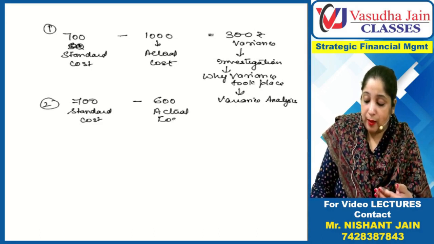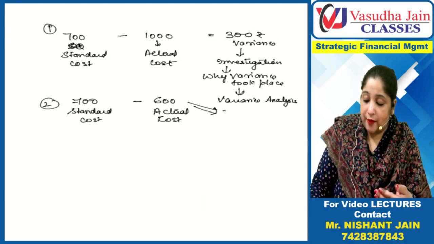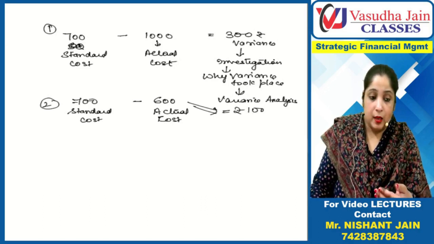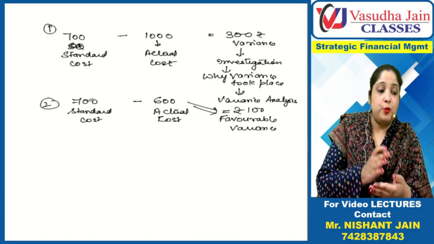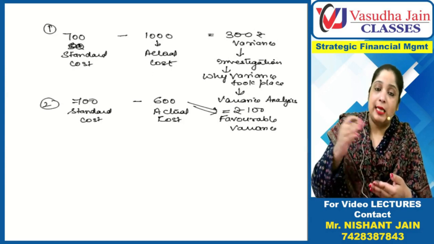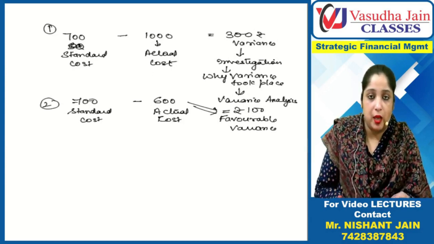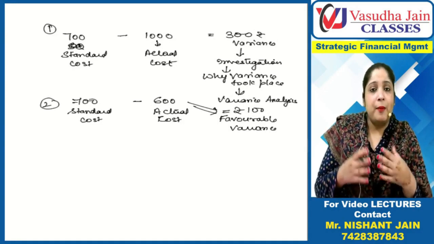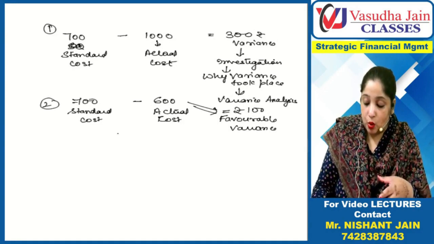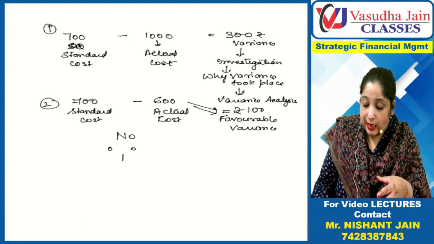Now will the management be happy that the workers have saved 100? This 100 is termed as favorable variance because you have saved on cost. Cost was supposed to be 700 and you have spent only 600 rupees, so there is 100 rupees of saving, so it is termed as favorable variance. So should the management be happy? The answer is no. Management is still sad.